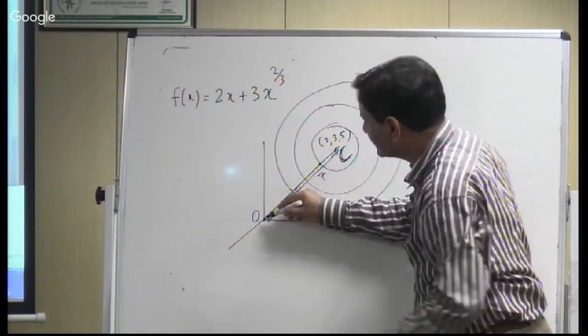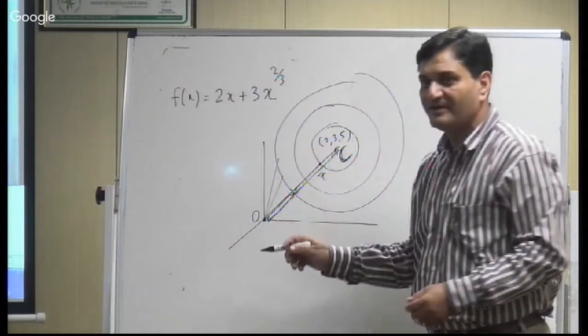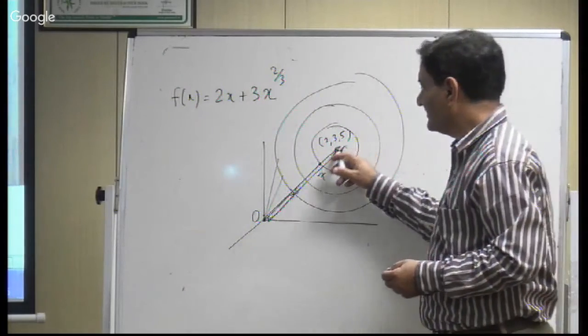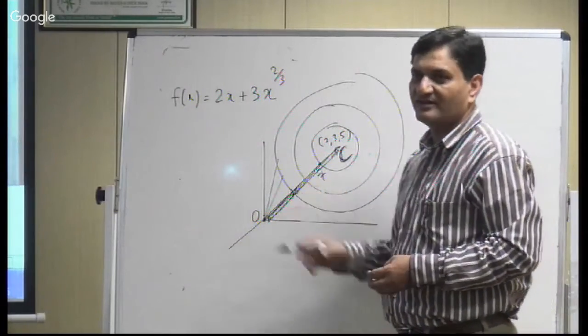Because the shortest distance can never be like this. The shortest distance will be if you take the origin and join it with the center of the sphere. This distance will be the shortest, right?